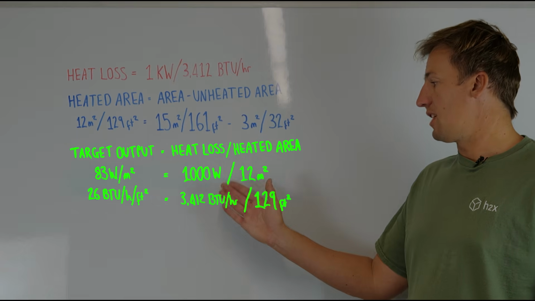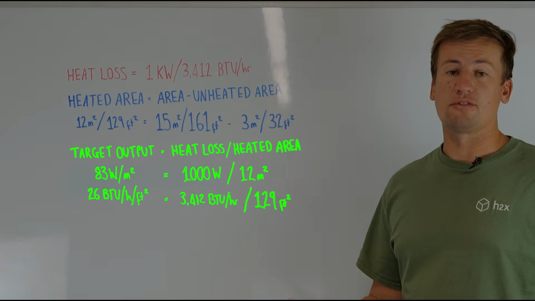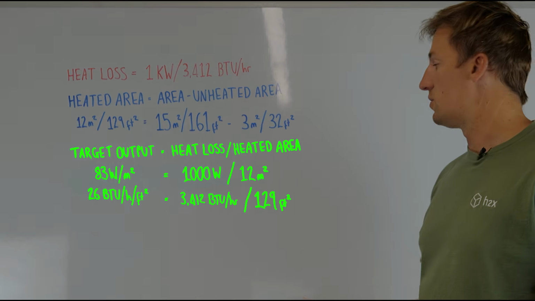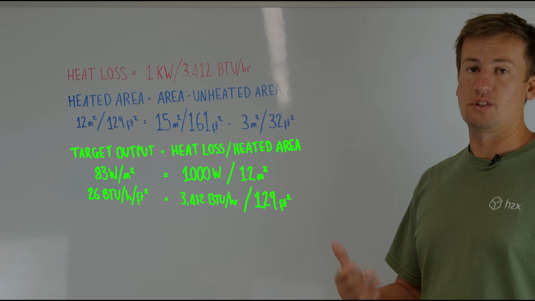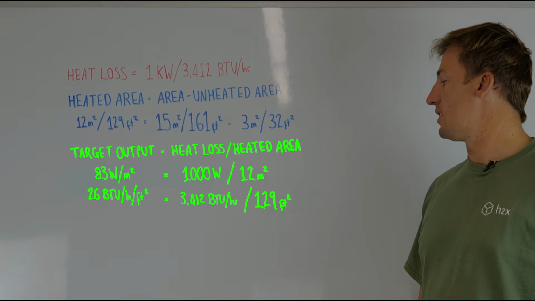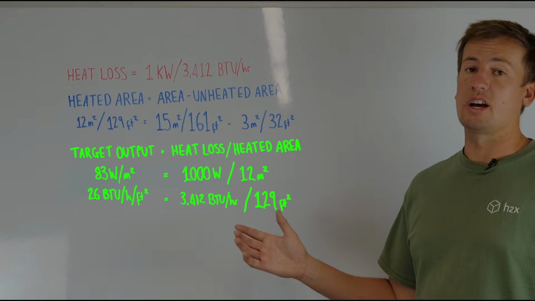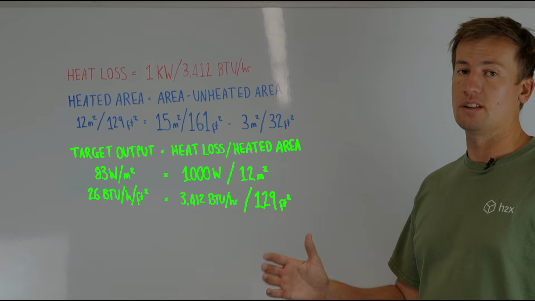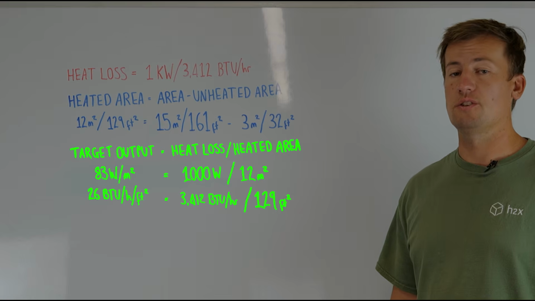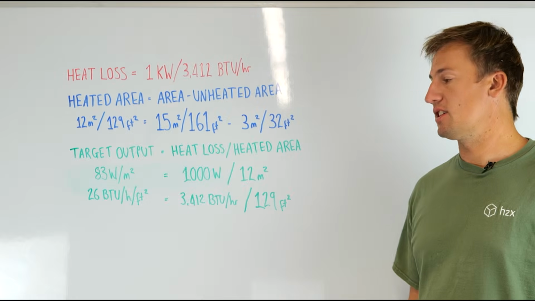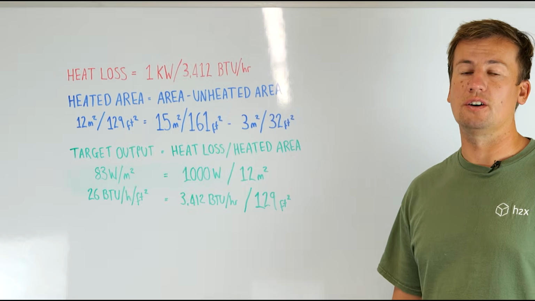And what that is, it's the 1,000 watts of heat loss or the 3,412 BTUs of heat loss divided by the available area, which is 12 square meters and 129 square feet. And that means when we design our system now, we must at least achieve an output of 83 watts for every square meter and 26 BTUs per hour for every square foot.